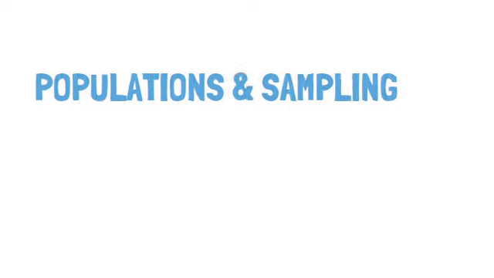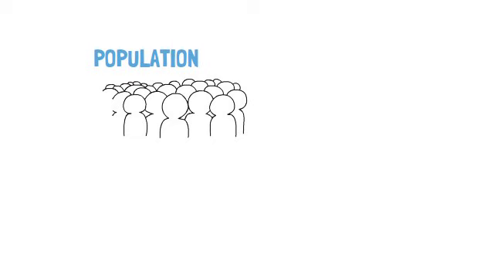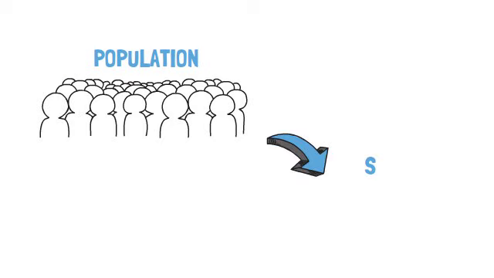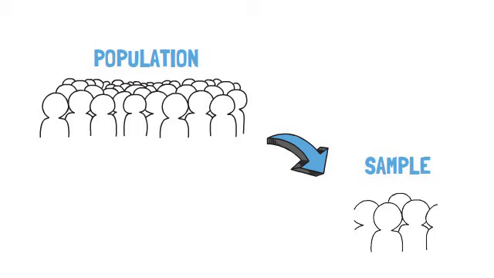In this video, we're going to talk about populations and sampling. A population represents an entire group of observations that we want to make conclusions about. For example, a population of students at a particular university. We often don't observe the entire population, so we collect a subset of that population, called a sample, to help us draw conclusions about the population of interest.